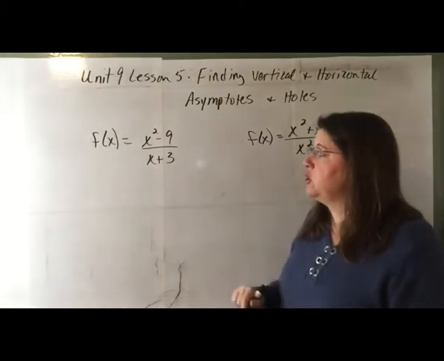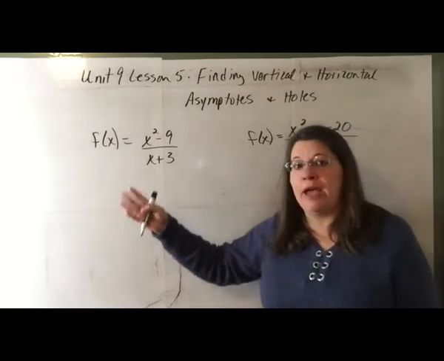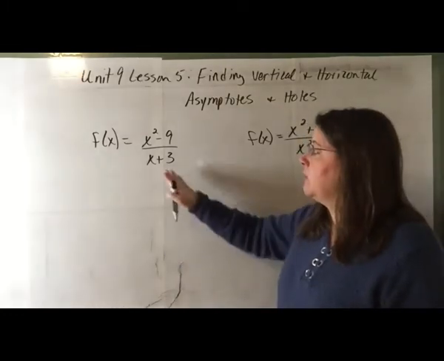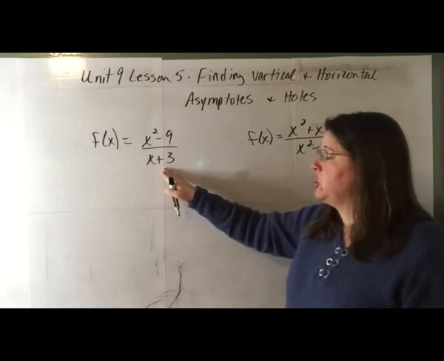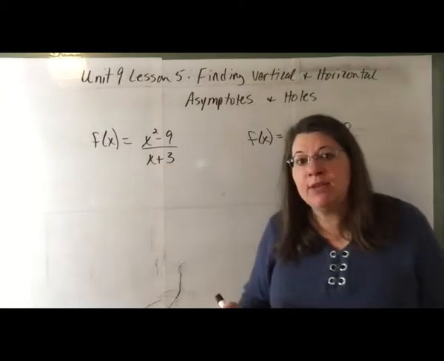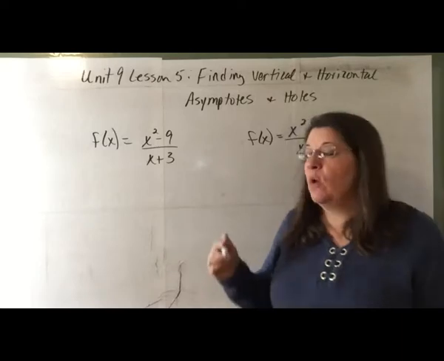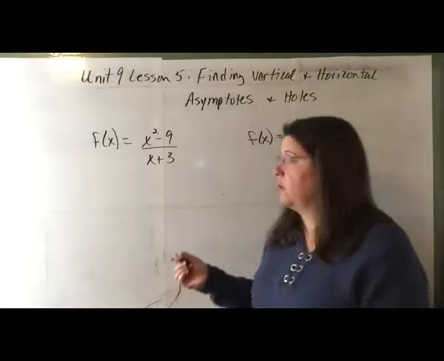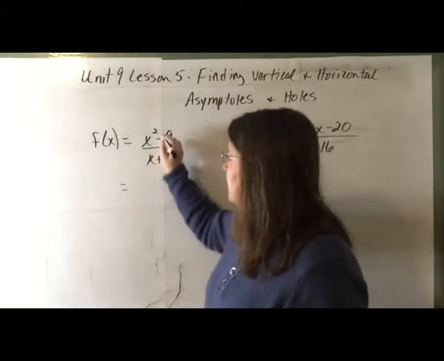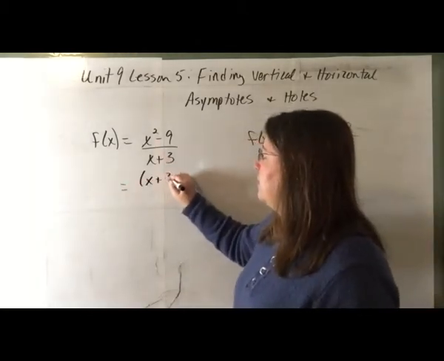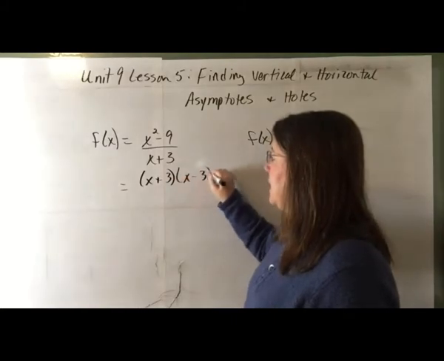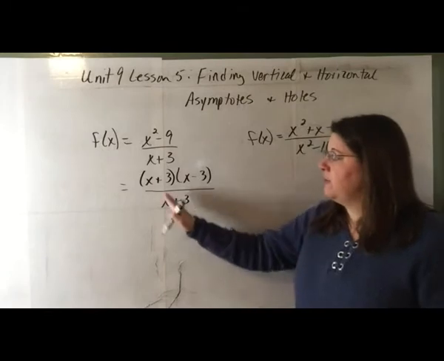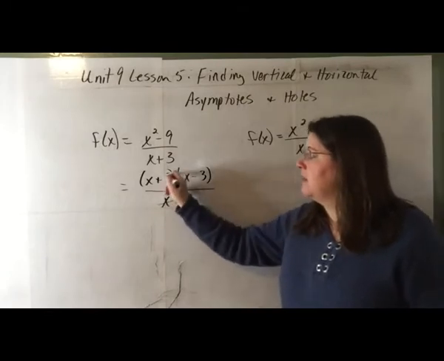So the first thing I'm going to do with this, if my directions were to find all horizontal and vertical asymptotes and holes, is factor it and see if anything will cancel out. Once I see if something can cancel out, I can determine whether I have vertical asymptotes or holes. So when I factor this, the top factors, that's the difference of squares. That's x plus 3 times x minus 3. And the bottom is x plus 3. And notice here, the x plus 3 will cancel out.